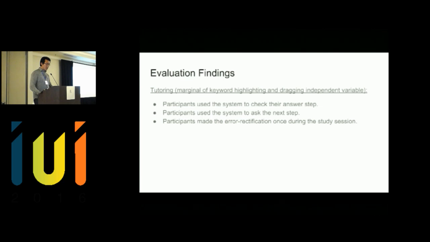From the evaluation, here is what we found for the tutoring effect. Participants both used the system to check their answers and to ask for the next steps during their problem solving. Participants made error rectification once during the study session. Here, the error rectification metric is calculated when the first step the user draws is wrong, and the second time they modify it or write a new equation that is correct. So we count that as one error rectification.